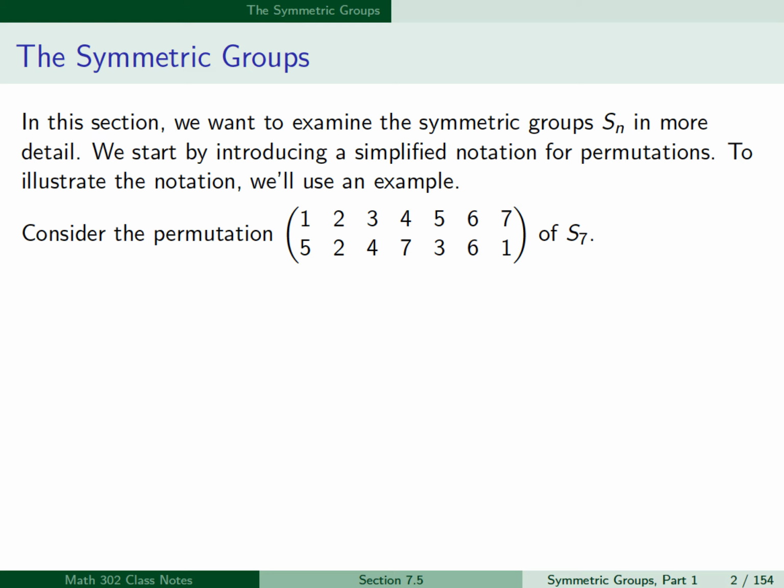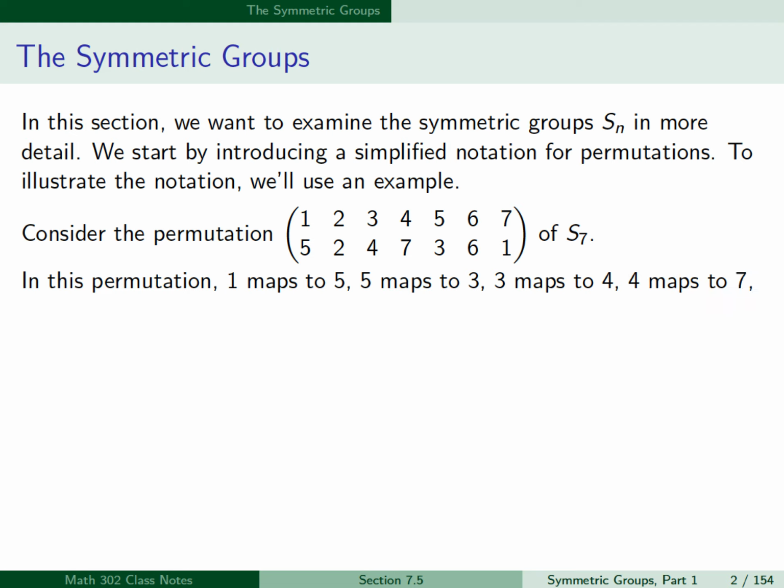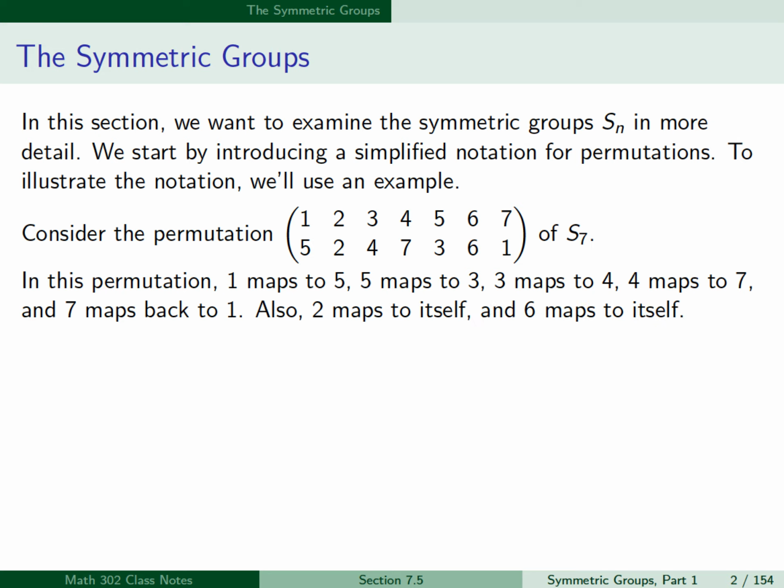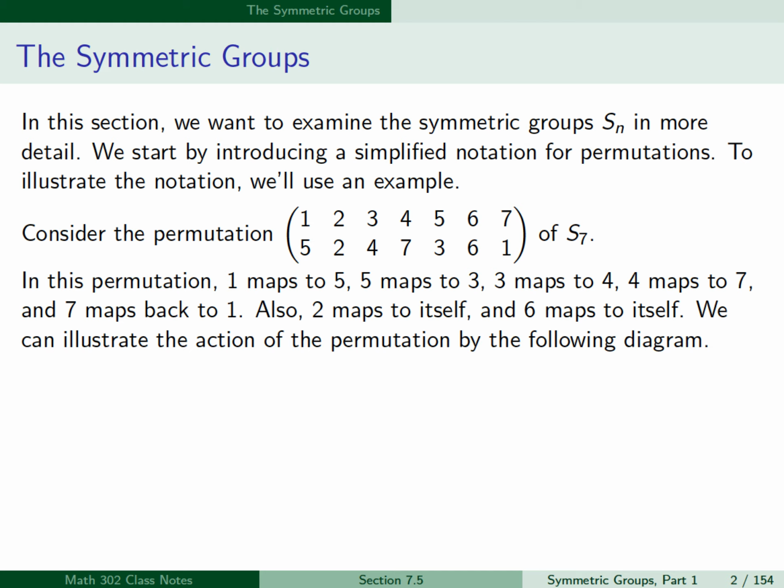So consider the permutation of S7 shown. In this permutation, 1 maps to 5, 5 maps to 3, 3 maps to 4, 4 maps to 7, and 7 maps back to 1. Also, 2 maps to itself, and 6 maps to itself. We can illustrate the action of the permutation by the following diagram.